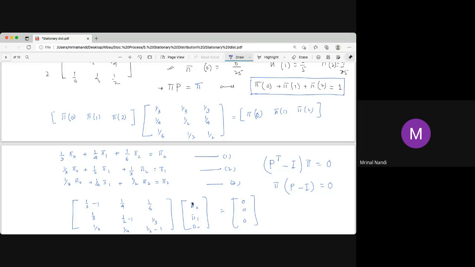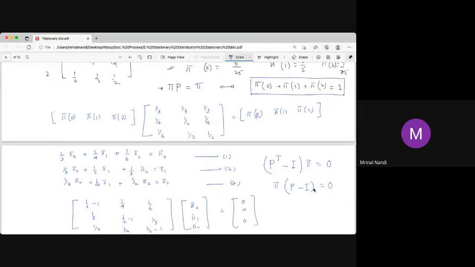Now the question is whether it is a unique solution. If it is a unique solution, only 0, 0, 0 is a solution, then there is no solution actually. So the question is whether this system has infinite solutions or not. Does a non-trivial solution exist or not? For a non-trivial solution to exist, we know the determinant is 0. If the determinant is non-zero, the matrix is non-singular and only 0 is the solution. P minus I or P transpose minus I, same thing. P minus I transpose is P transpose minus I because I transpose is just I. So if this determinant is 0, then there are infinite solutions.